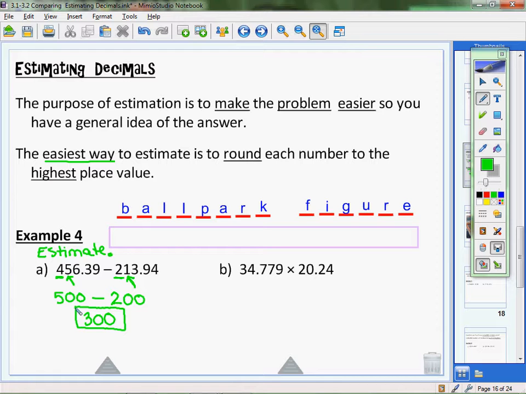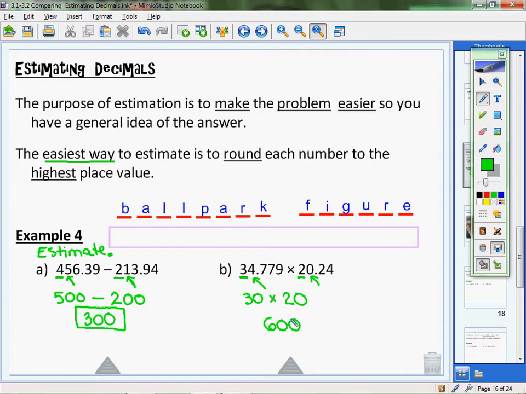In part B, the highest place for the first number is the tens place. So 34 and 779 thousandths. If we're rounding to the tens place, we're going to look at the ones place. That 4 tells us that we are closer to 30 than we are to 40 because 4 is smaller than 5. So it'll be 30 times 20 and 24 hundredths. The highest place here is also the tens place. And the next digit is a 0, so that means we're going to stay at 20. 30 times 20 is 600.